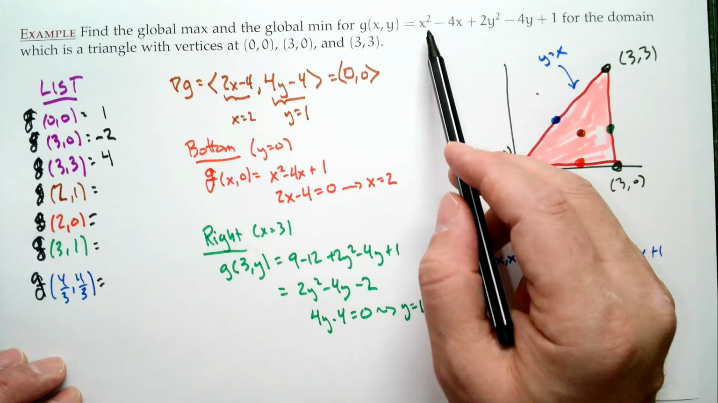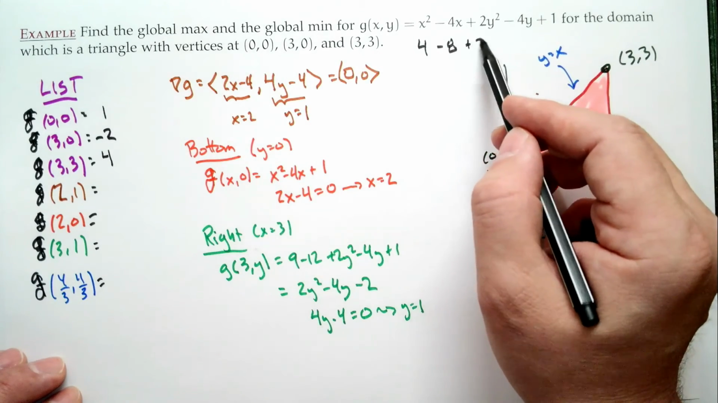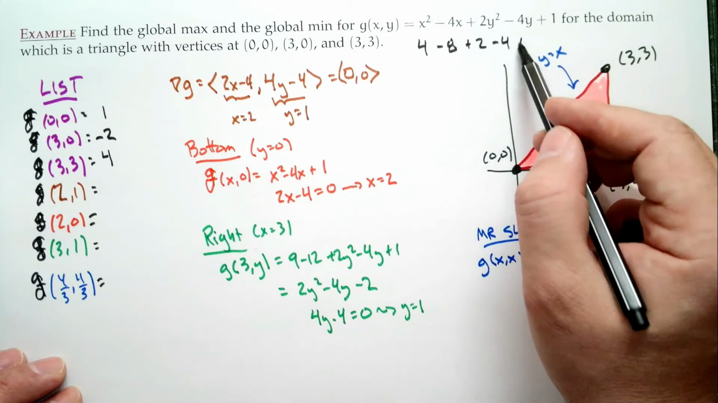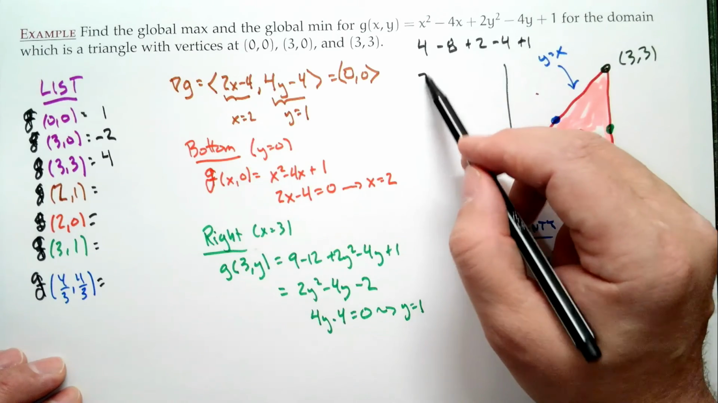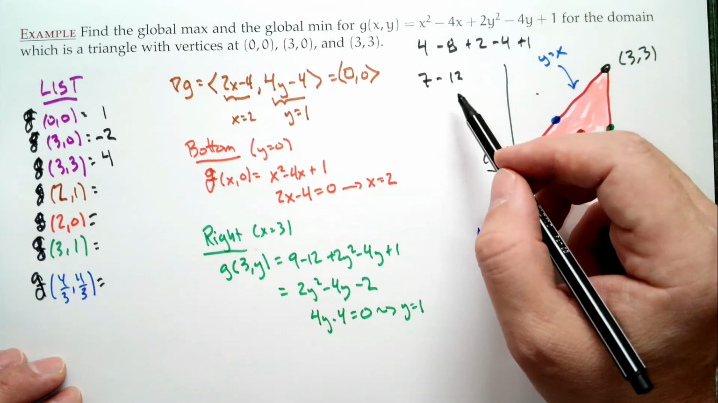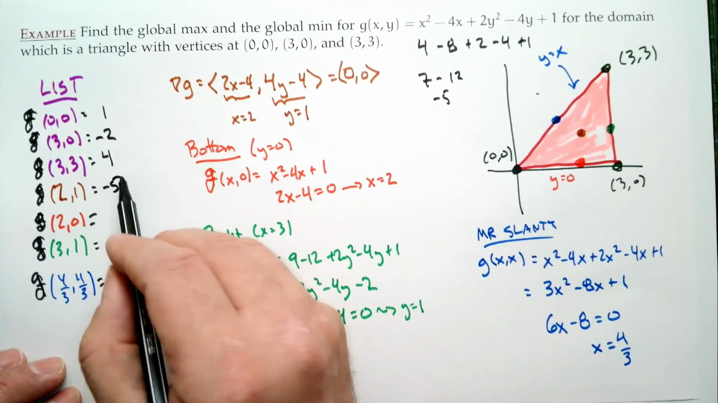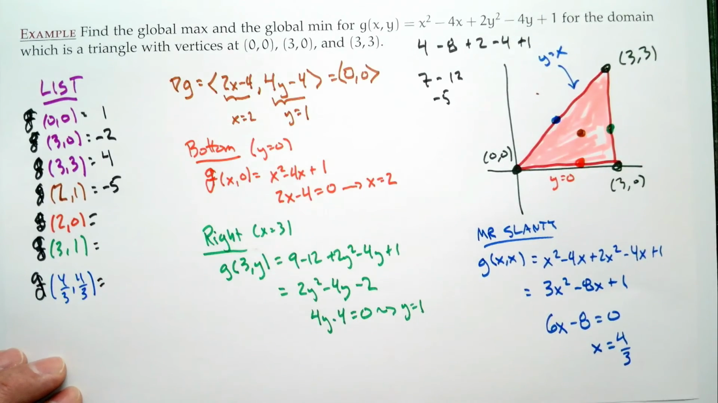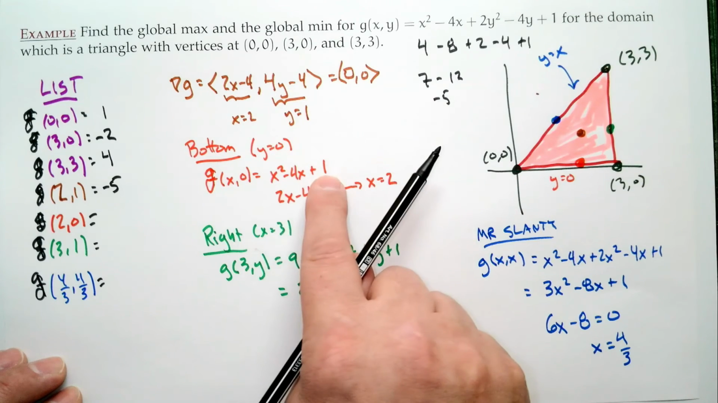(2, 1), that's on the interior. Okay, we got to plug it in. Let's see, so we'd get 4 minus 8 plus 2 minus 4 plus 1. So that 4 plus 2 plus 1 makes 7 minus 12, negative 5? Yes? Okay, negative 5. (2, 0). What will that be? Well, 4 minus 8 plus 1.